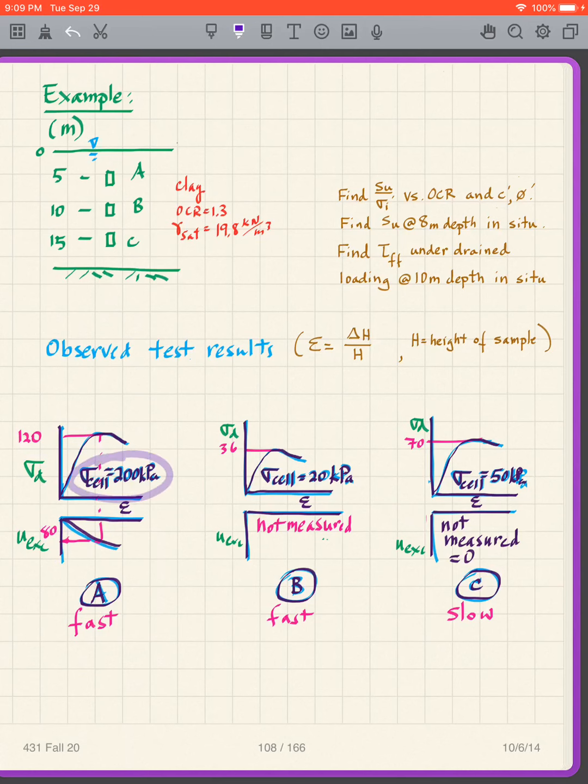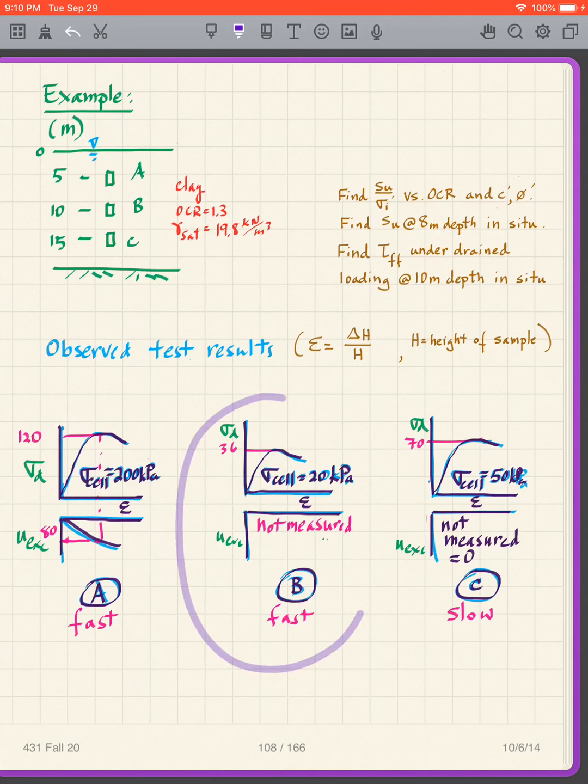In addition, I have my cell pressure, which is 200 kilopascals in this particular case. We have 120 kilopascals at the peak. We have 80 kilopascals also at the peak for the UXS. So that's the information, and this is an undrained test. So we have UXS, it's an undrained test, we do it fast. Turn the valve closed. We've consolidated the sample. The cell pressure is what we consolidated to, 200 kilopascals.